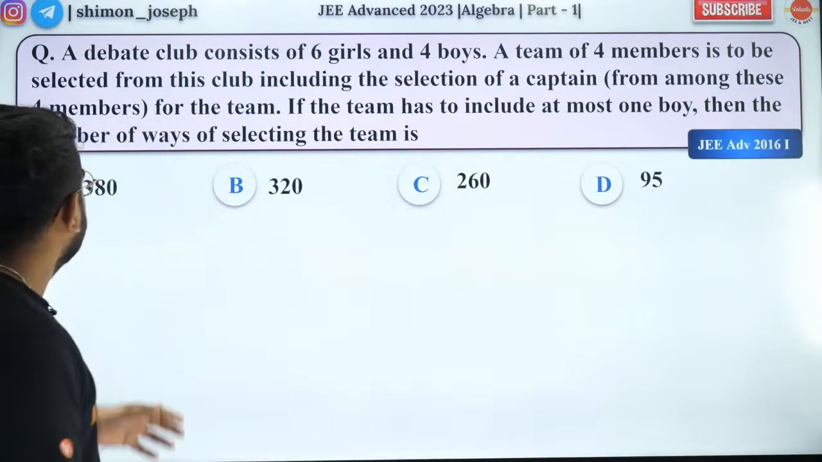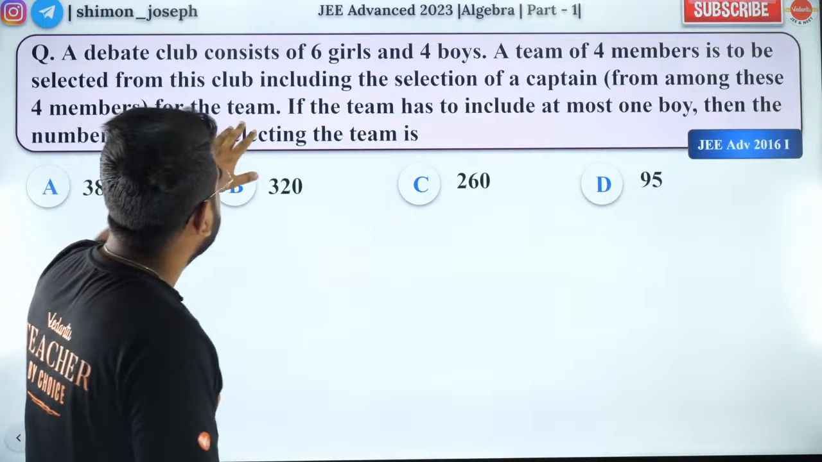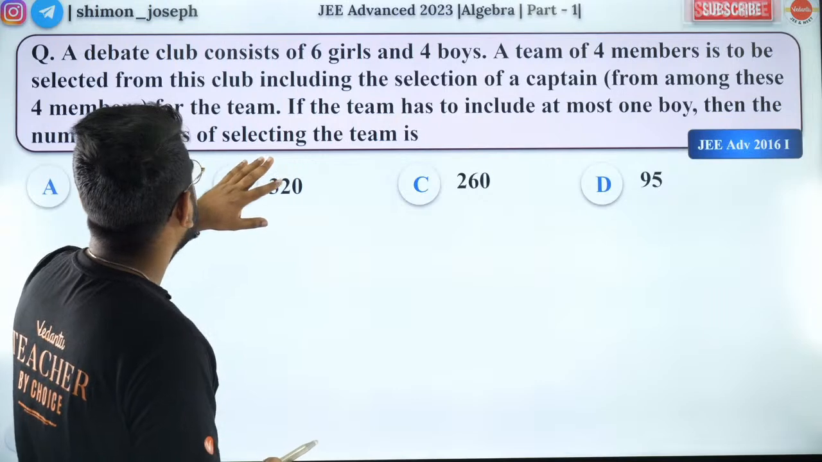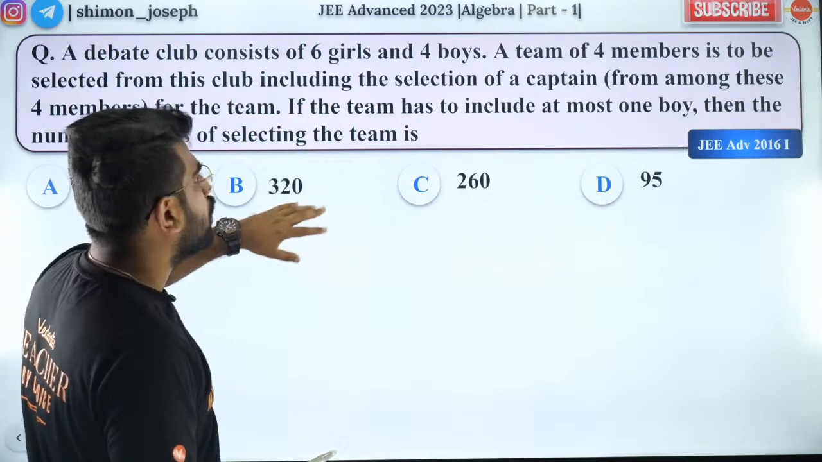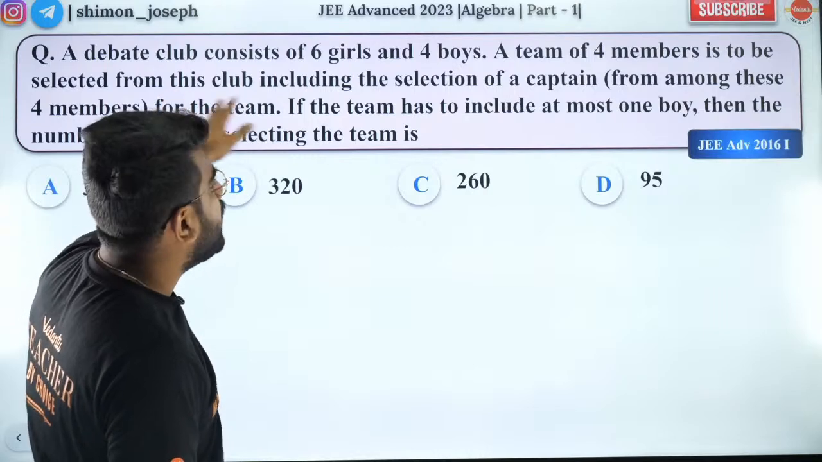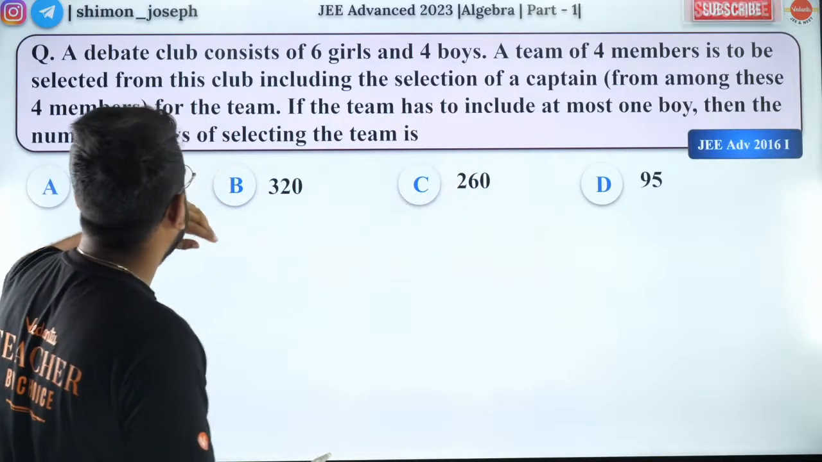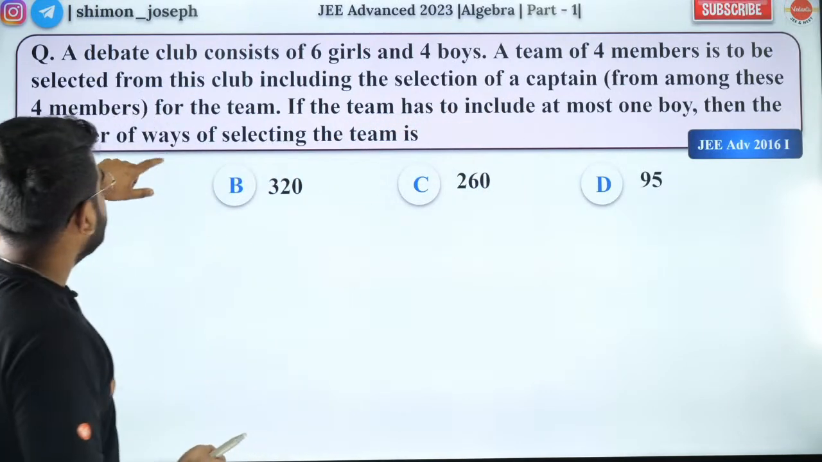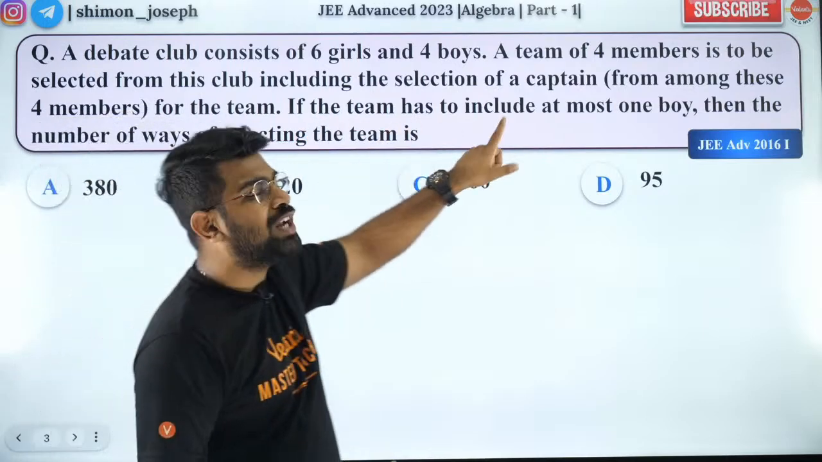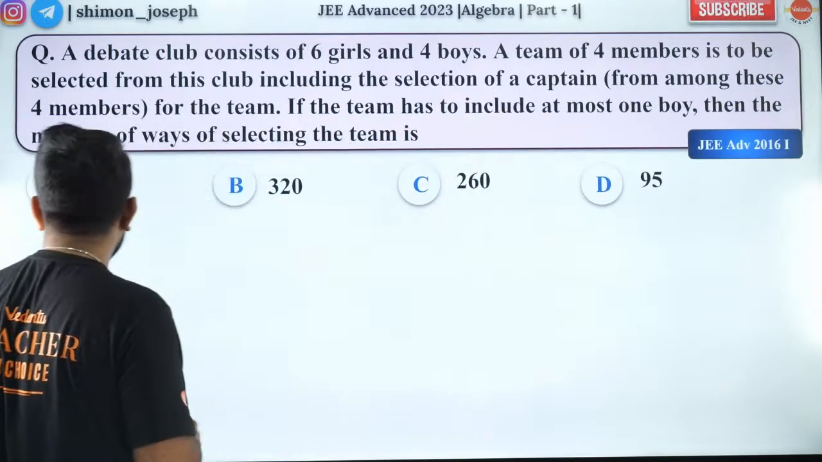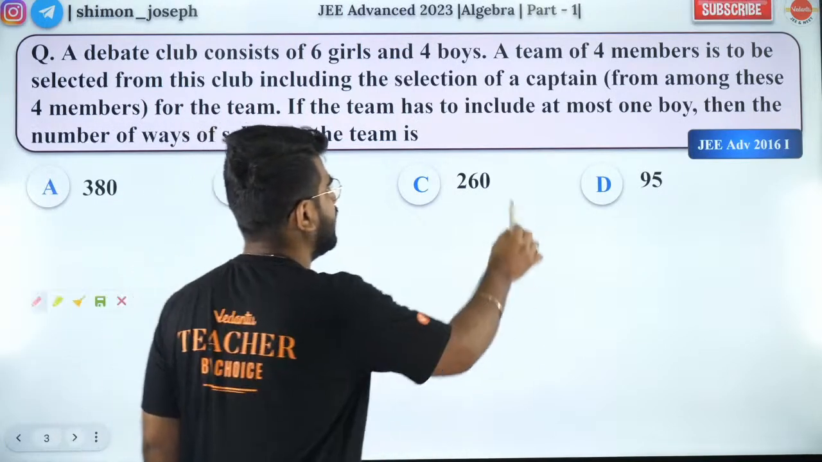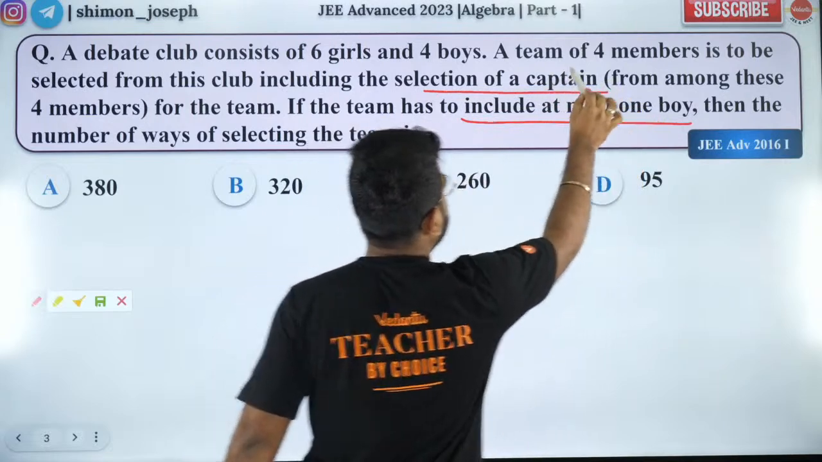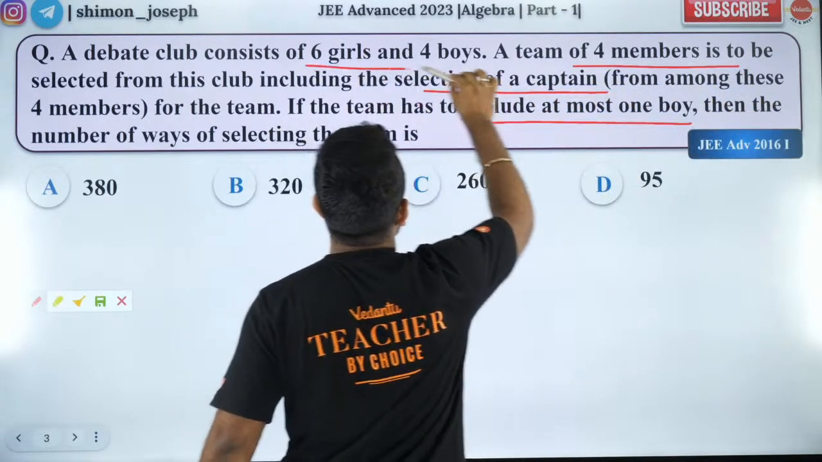The very first question. There is a debate club in a school and it has 6 girls and 4 boys. Okay. The debate club has 6 girls and 4 boys. Now, from the debate club, I'm going to select a 4-member team and you have to have a captain in that team and then the team has to include at most 1 boy. Okay. So, these are all very important lines. See, at most 1 boy, selection of a captain, a team of 4 members, 6 girls and 4 boys.